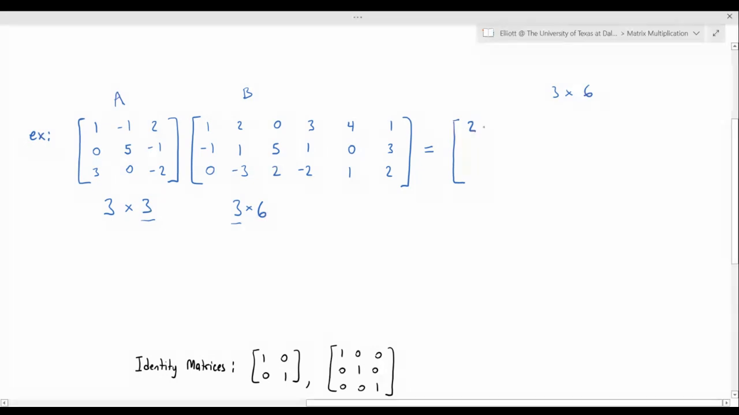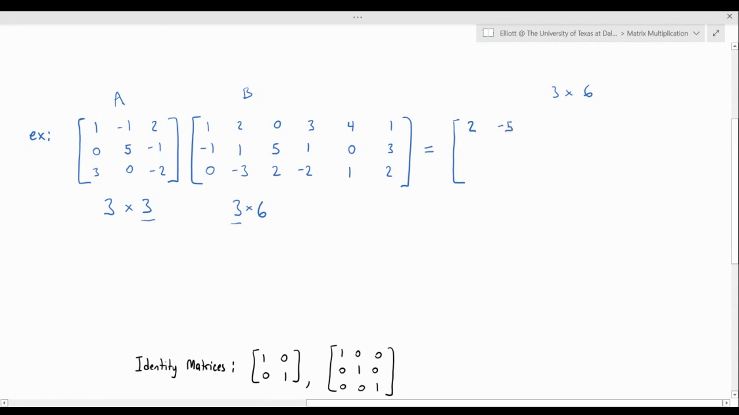If I wanted to get the entire first row, I would continue taking the first row of A, and again, I would do a sort of dot product with every other column of B. So I'll go ahead and complete the first row for this example. The next entry, if I take the first row of A with the second column of B, we're going to get 1 times 2 plus -1 times 1, and plus 2 times -3. So that's 2 minus 1, and then minus 6. So I think that's going to be -5.